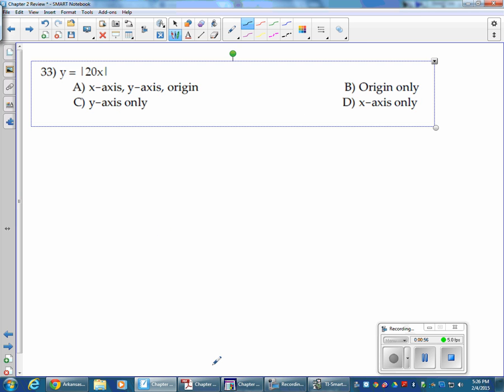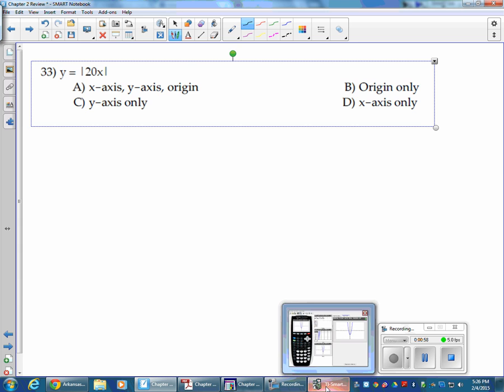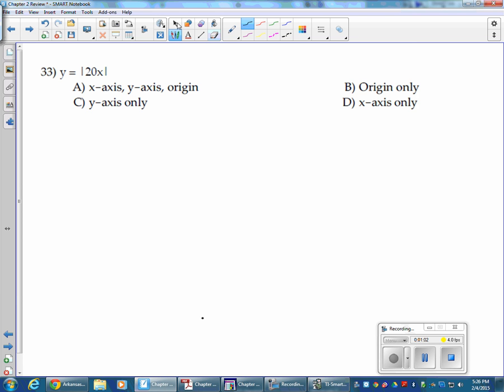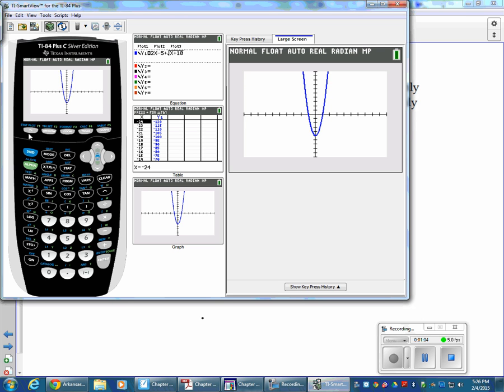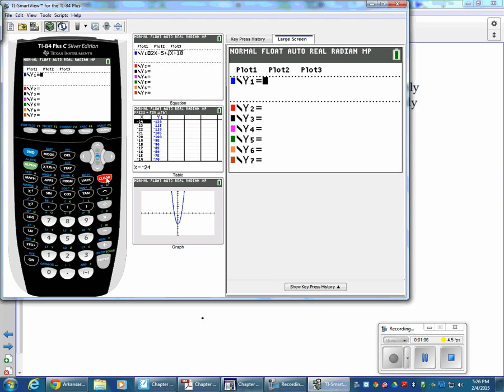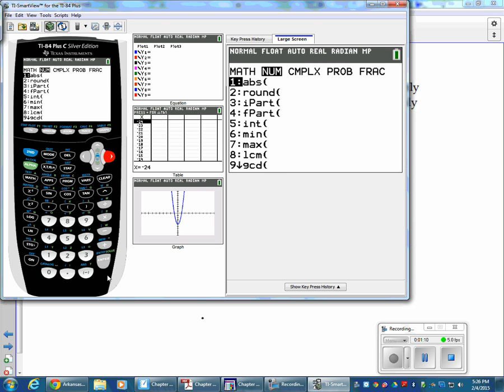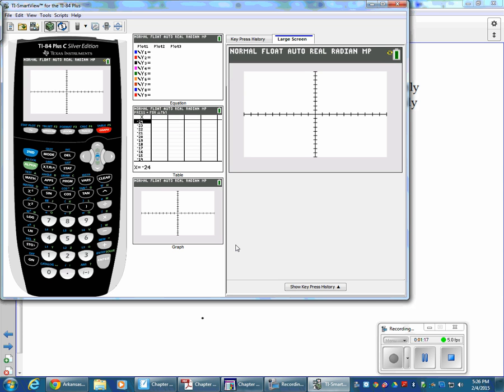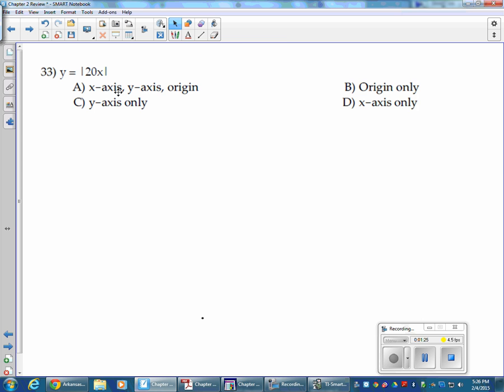All right, 33, if I graph this, y equals the absolute value of 20x. I'm going to go to y equals, clear that out, and type absolute value, which is math, then over to number. Y equals the absolute value of 20x. I'm going to graph that. And again, I could make my window bigger, but it's only the y-axis that it is symmetric to.